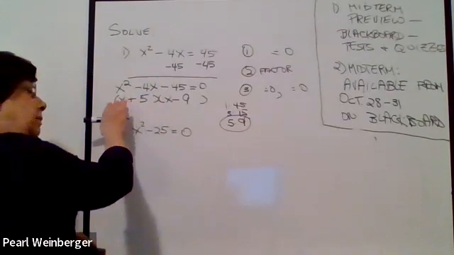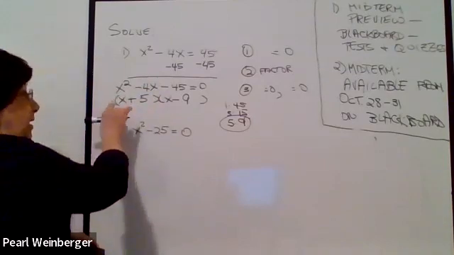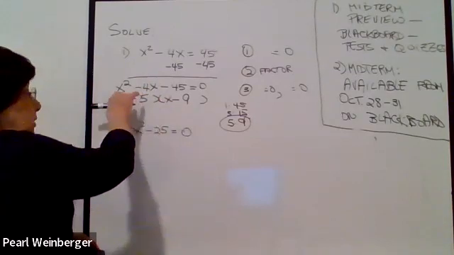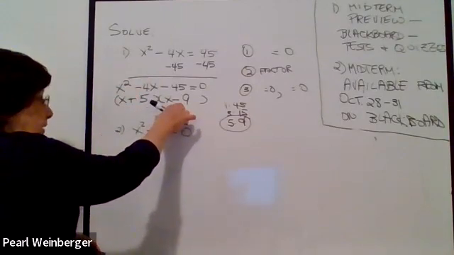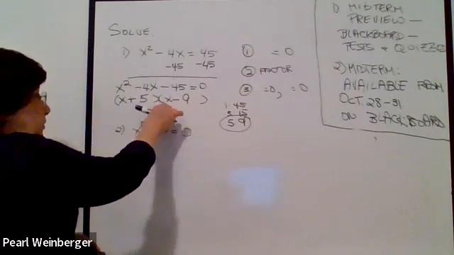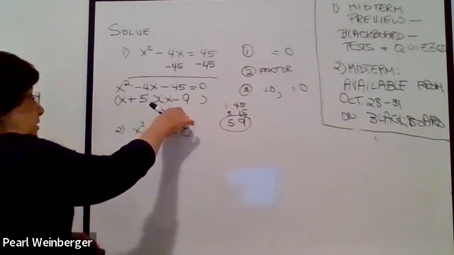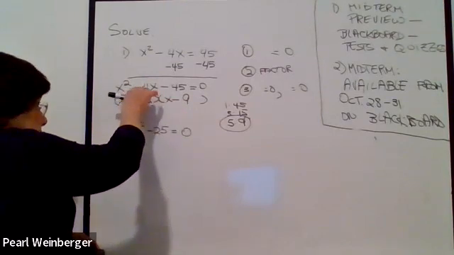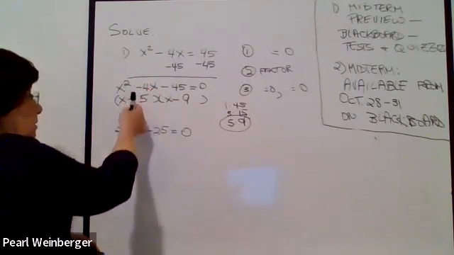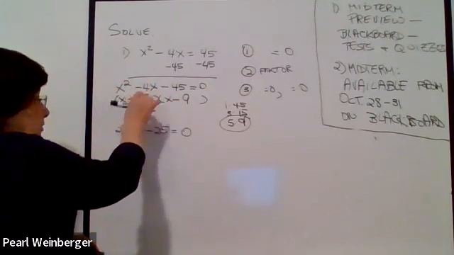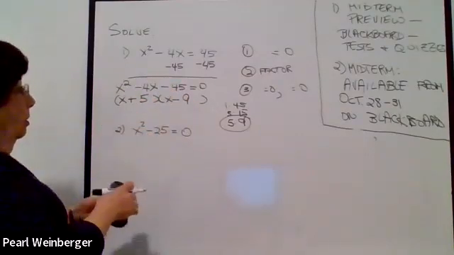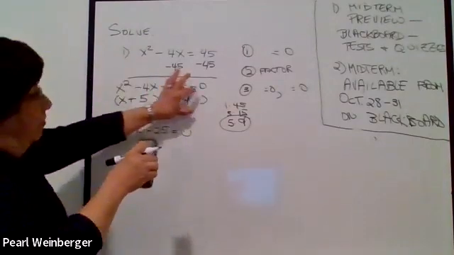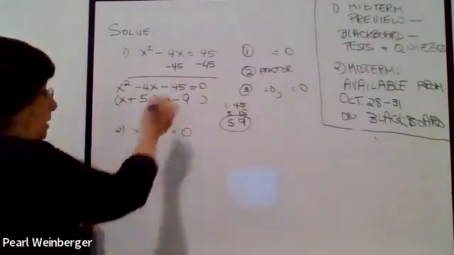You can always check by doing FOIL back. X times x would give you x squared. Outer would give you negative 9x, and inner would give you positive 5x, and negative 9x plus 5x does give you that negative 4x. And last, positive 5 times negative 9 gives you the negative 45. So we have now factored it correctly.